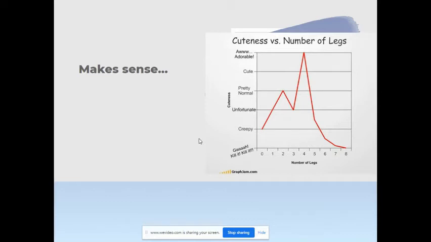Let's take a look at this graph. What's the title? What does the x-axis show? Number of legs, 0 to 8. And let's just take a look. 0 legs, 1 leg, 2 legs, 3 legs, 4 legs, 5 legs, 6 legs, 7 legs, 8 legs.